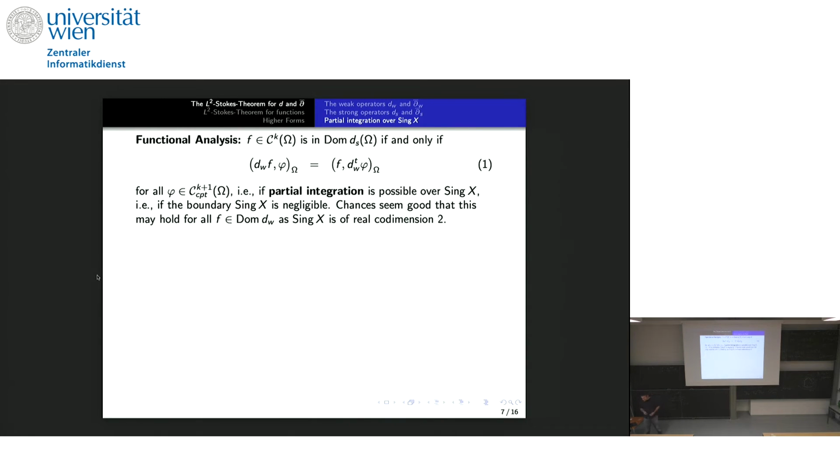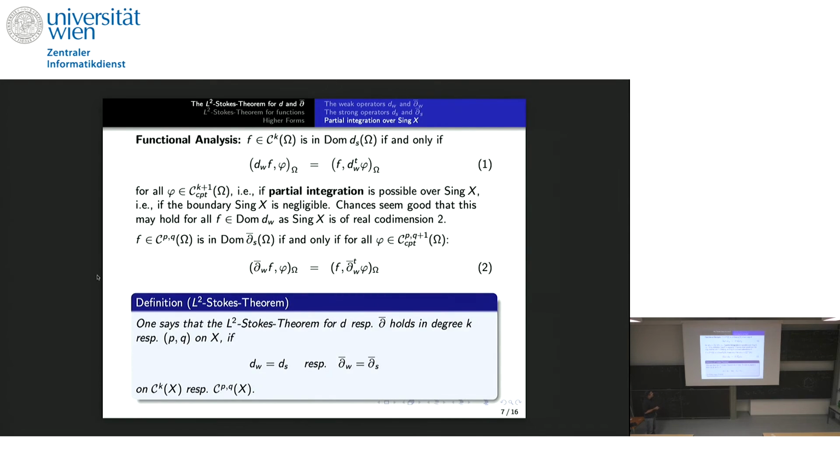So one could ask, is this not always possible? Because the singular set is of real codimension 2, that gives you some hope that it could always work. And the same for the D bar S operator here: something in the domain of D bar weak is in the domain of D bar strong if you can do partial integration. So one says that the L2-Stokes theorem holds if the strong operator equals the weak operator for the de Rham operator and for the Dolbeault operator.